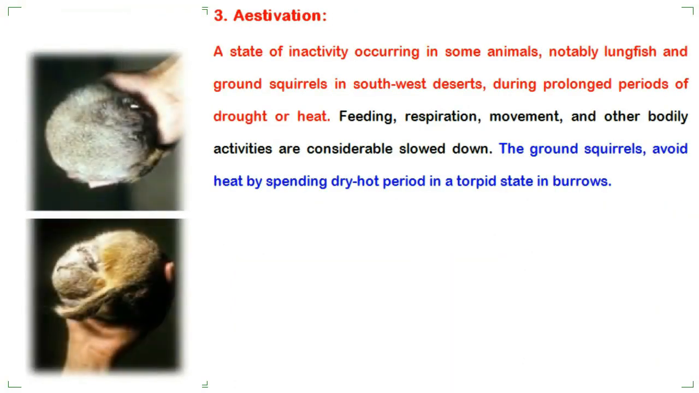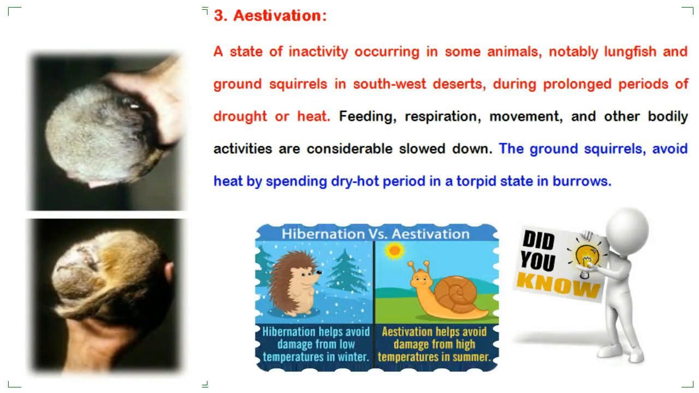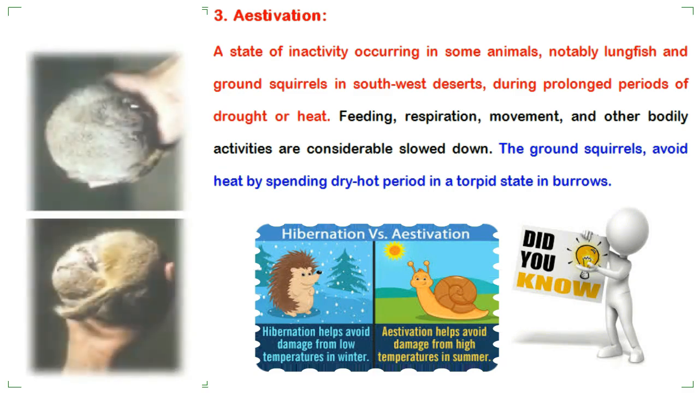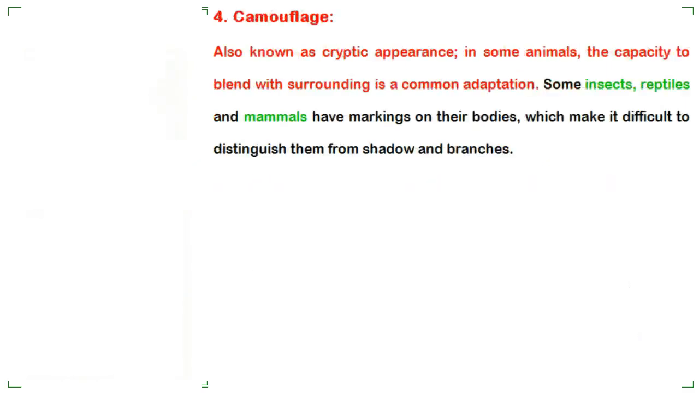Aestivation. Aestivation is a state of inactivity, occurring in some animals, notably lungfish and ground squirrels in southwest deserts, during prolonged periods of drought or heat. Feeding, respiration, movement, and other bodily activities are considerably slowed down. The ground squirrels avoid heat by spending the dry, hot period in a torpid state in burrows.